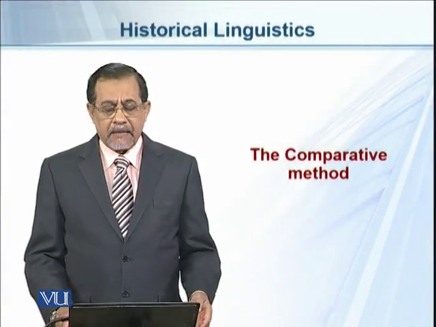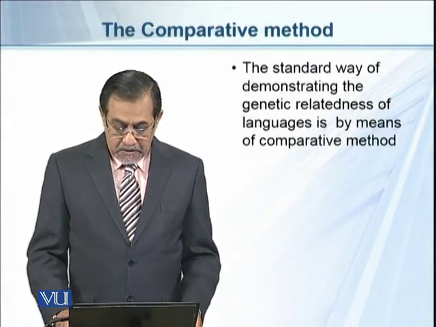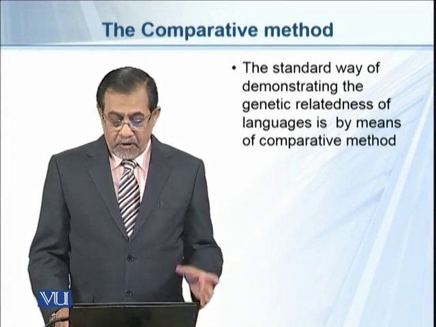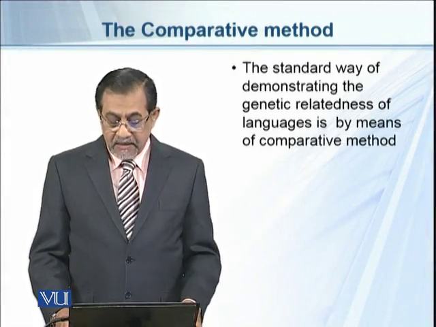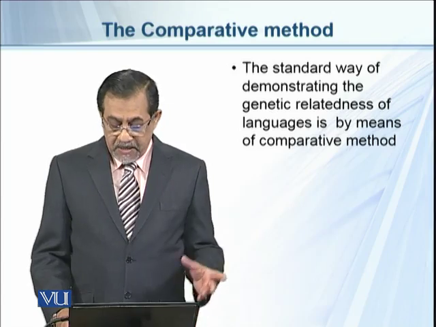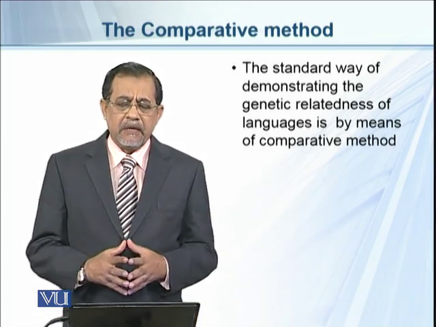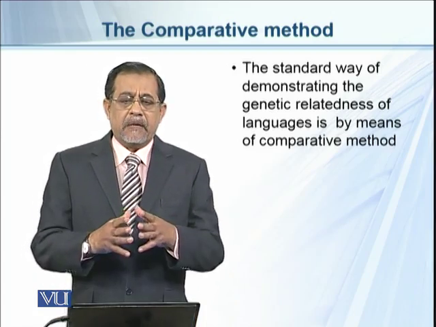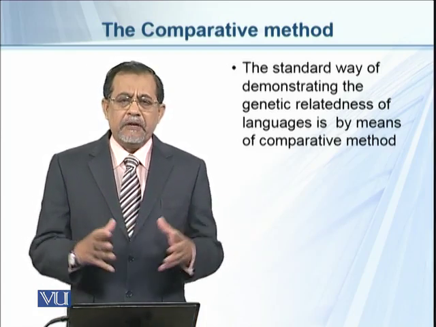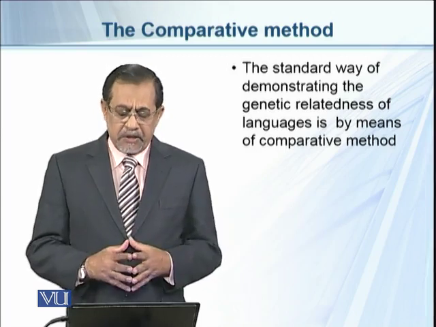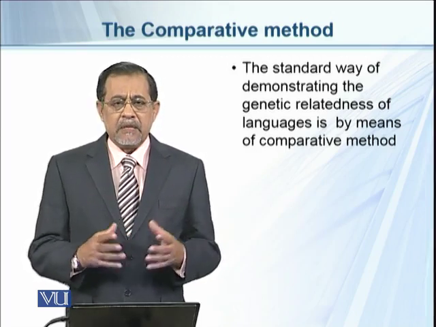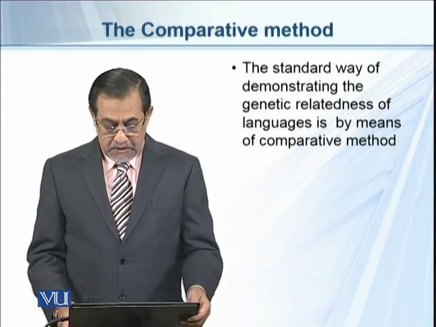The comparative method. The standard way of demonstrating the genetic relatedness of languages is by means of the comparative method. So it is one of the methods in which similar words found in different languages are discussed. So this method is known as the comparative method.